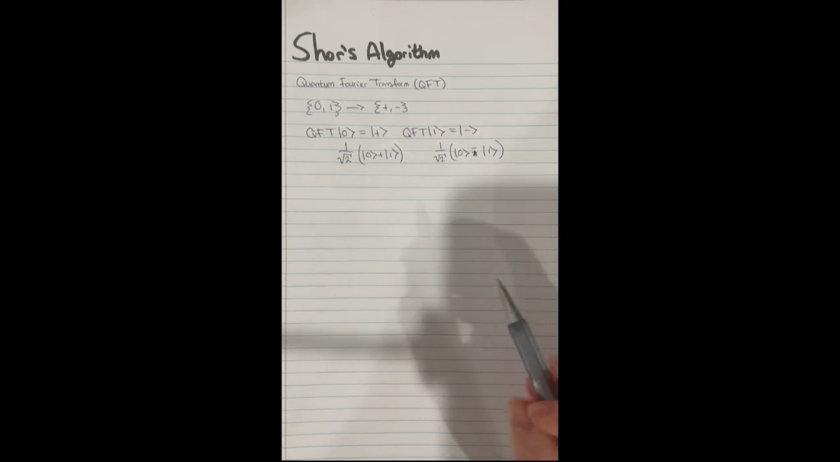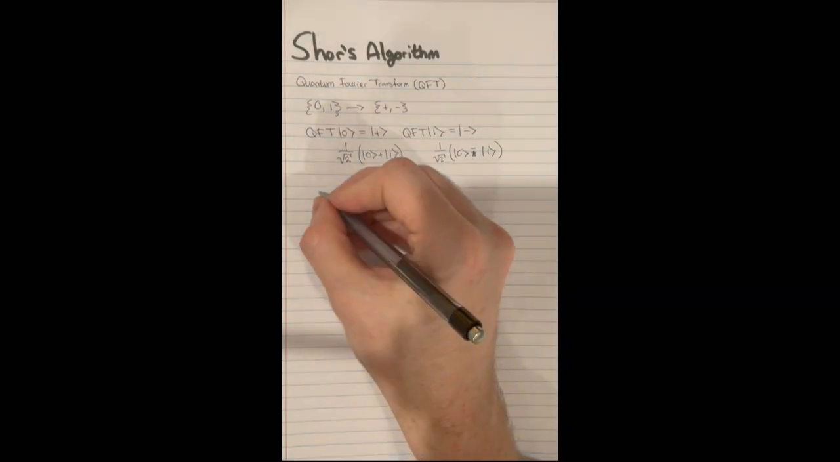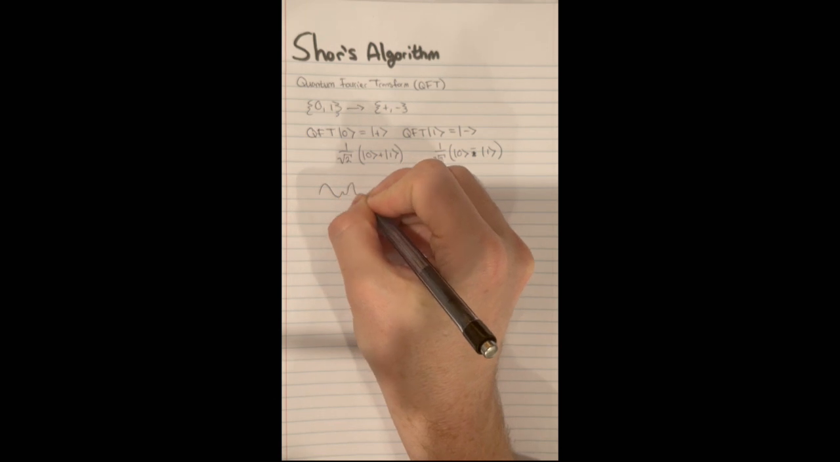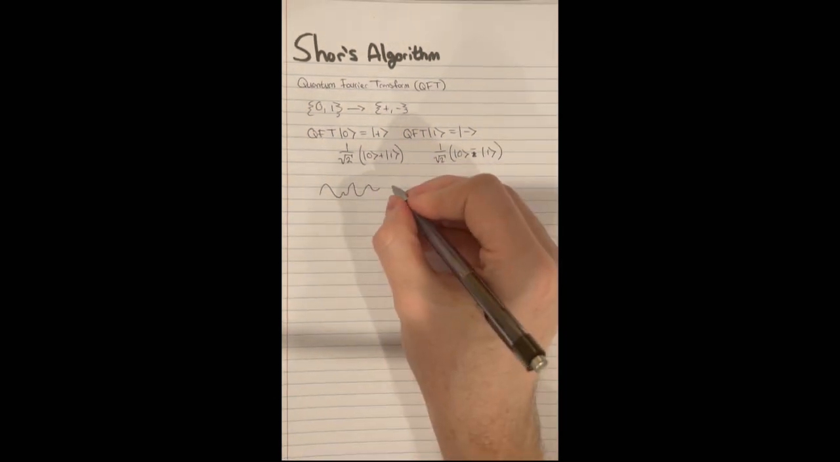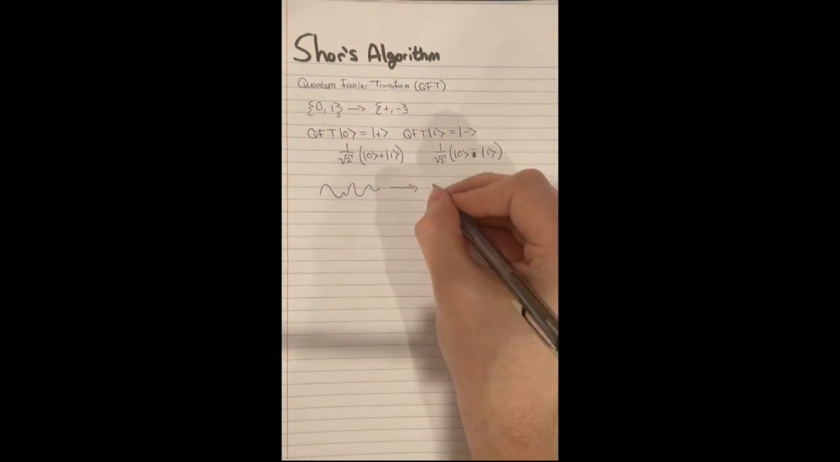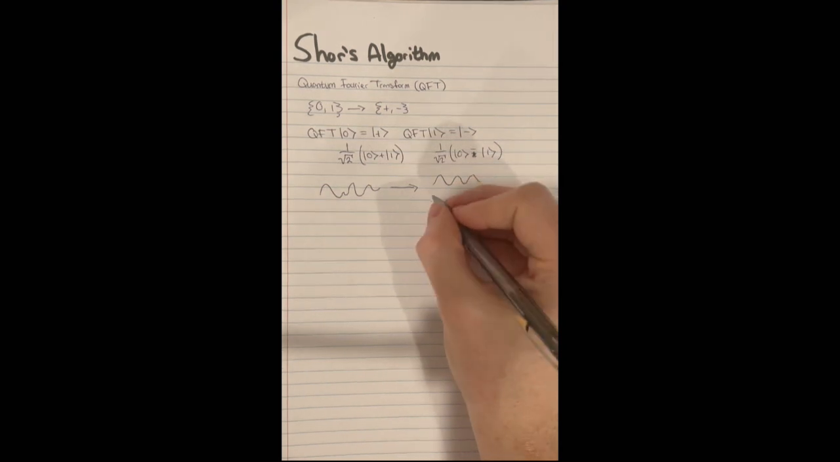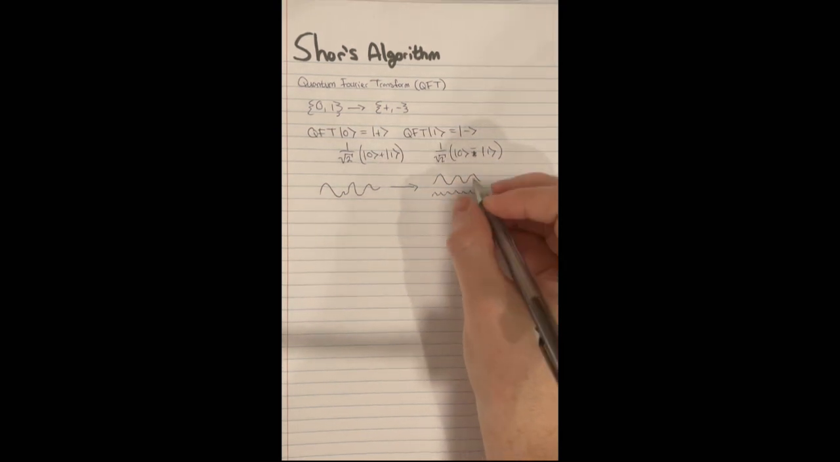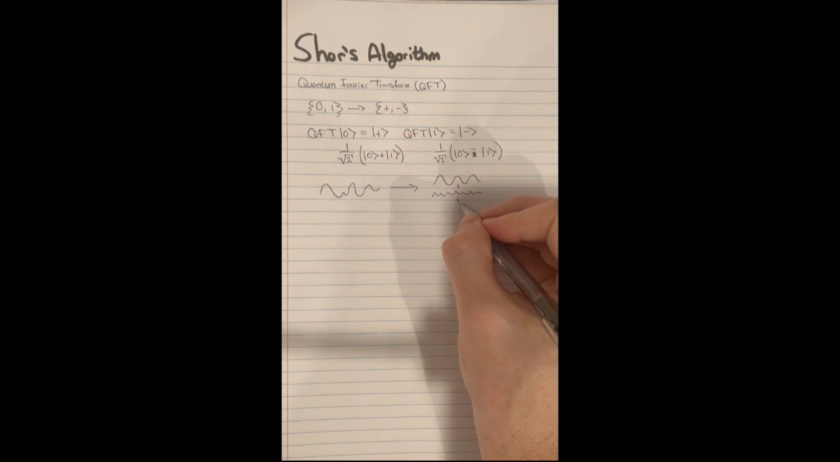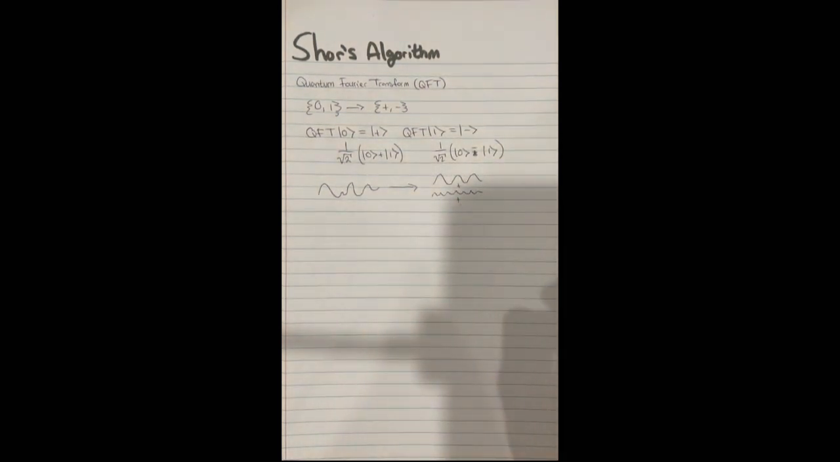To define the QFT in more general terms, we'll start by looking at classical Fourier analysis. So recall that the classical Fourier transform, or CFT, is a way of decomposing a signal into the sinusoidal waves that form it. So if we have some complex signal like this, the CFT would be a way of taking this and breaking it down into some combination of sinusoidal waves that add together to form this more complex wave function.